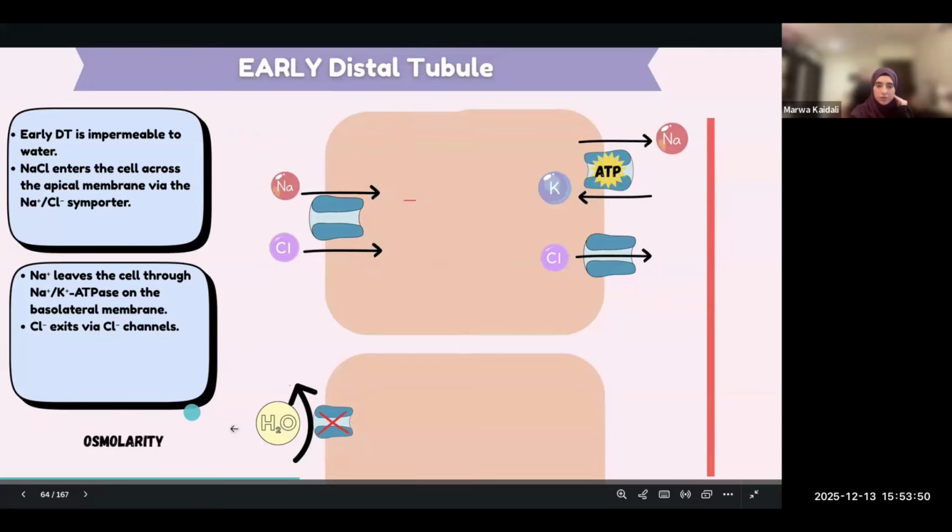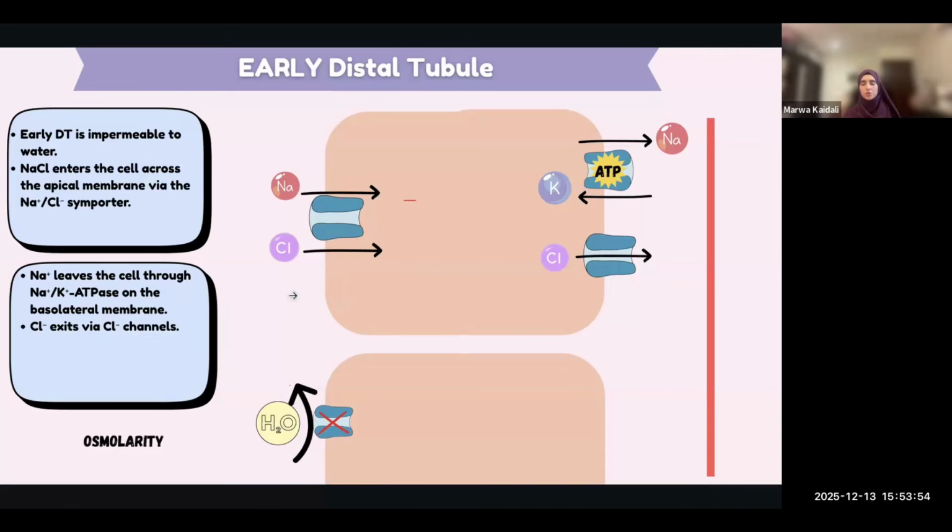Now, what do you think will happen to the osmolarity of the tubular fluid? Because we said in the ascending loop it was low. So what do you think is going to happen here?